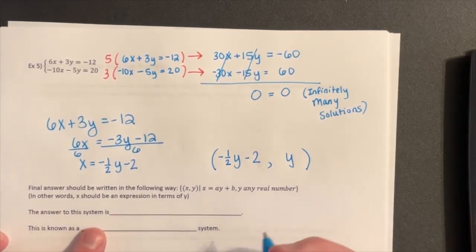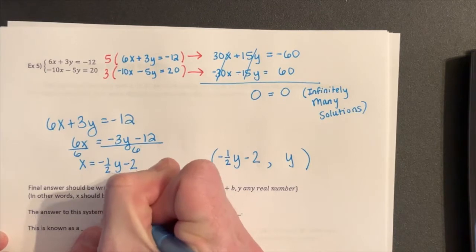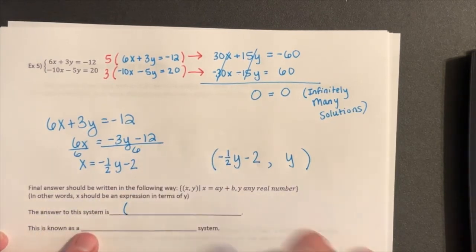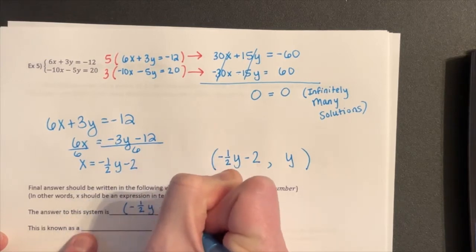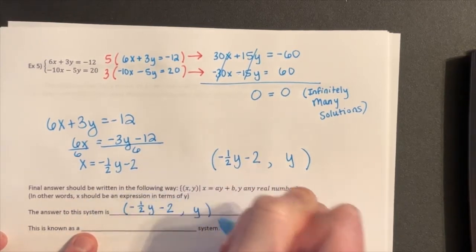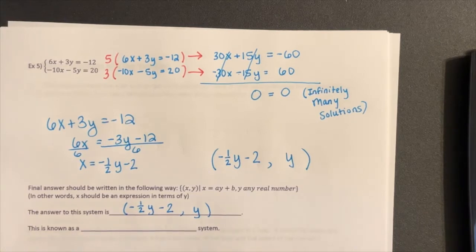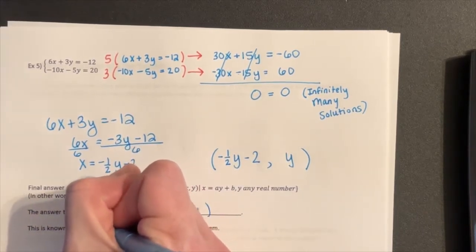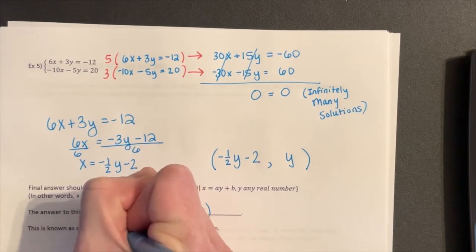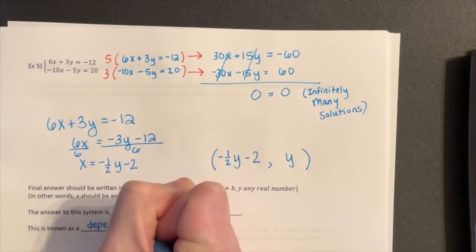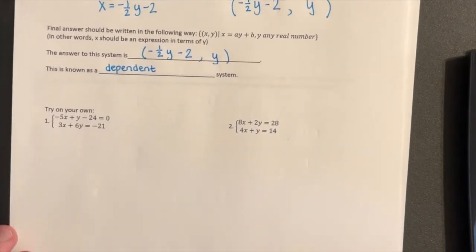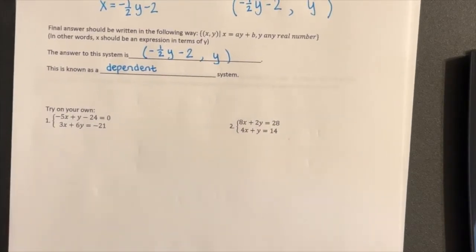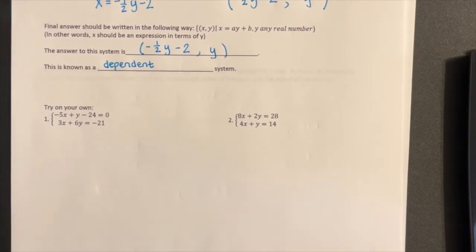So I guess I should write this here. The answer to the system is -1/2 y minus 2, comma y. And this is known as a dependent system. All right, so for 1 and 2, pause and try these out completely on your own, and then when you're ready, you can pick back up the video to see if you did it correctly.